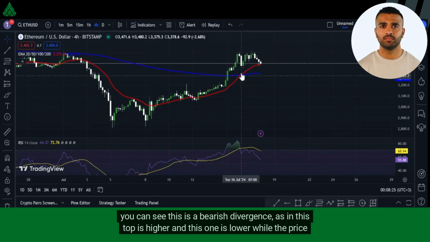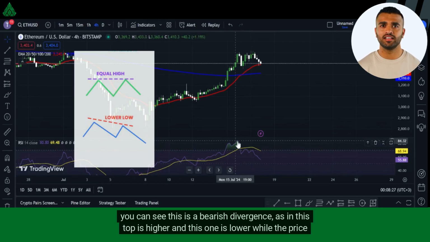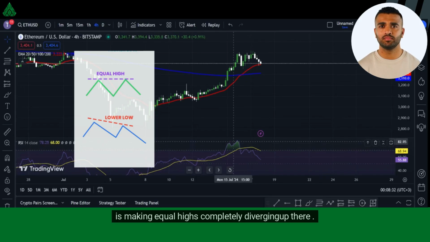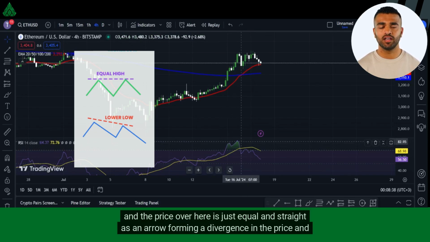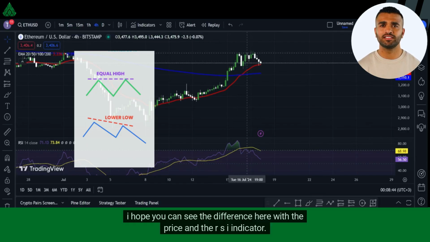As you can see, this is a bearish divergence, as in this top is higher and this one is lower, while the price is making equal highs, completely diverging up there. I think you are noticing it. Let me just mark it like that on the RSI. And the price over here is just equal and straight as an arrow, forming a divergence in the price and RSI. I hope you can see the difference here with the price and the RSI indicator.